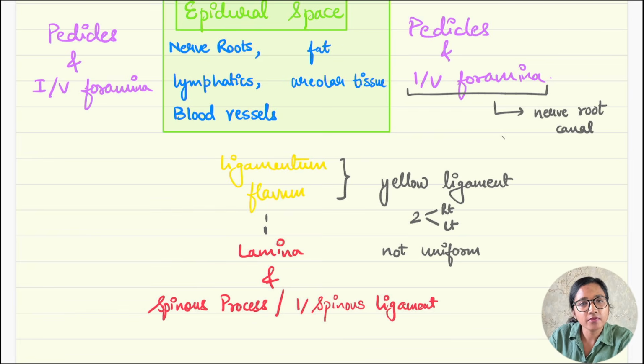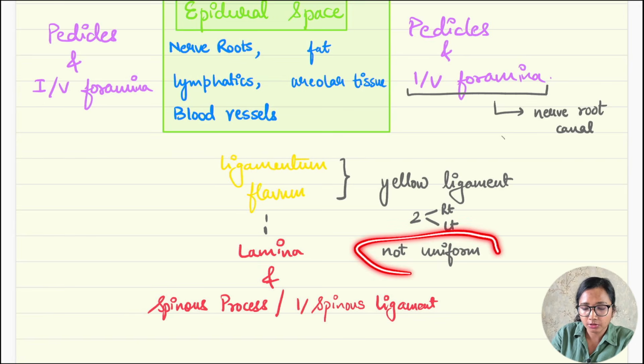Ligamentum flavum, flavum means yellow. Ligamentum flavum is a yellow ligament. It has two parts, right and left. It can be divided into right and left parts, or the two parts can be unified. So it is not uniform.